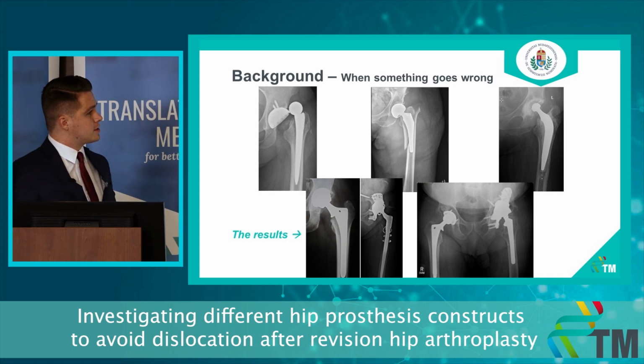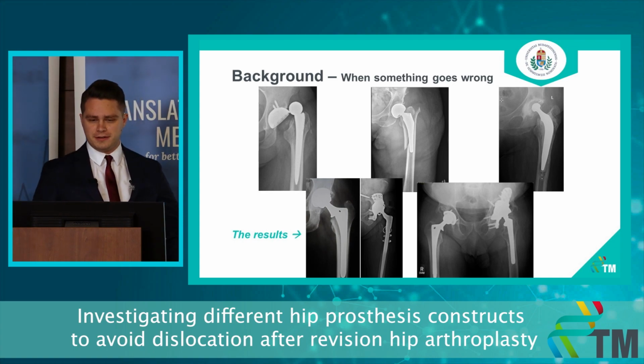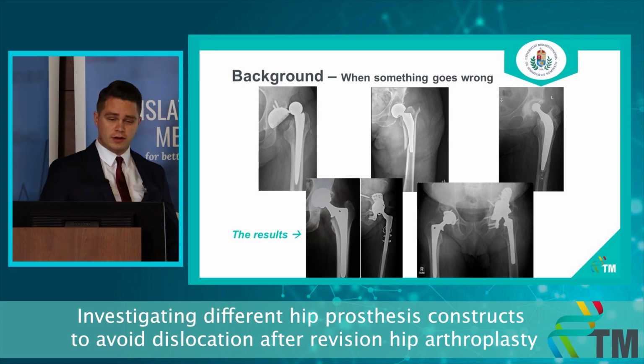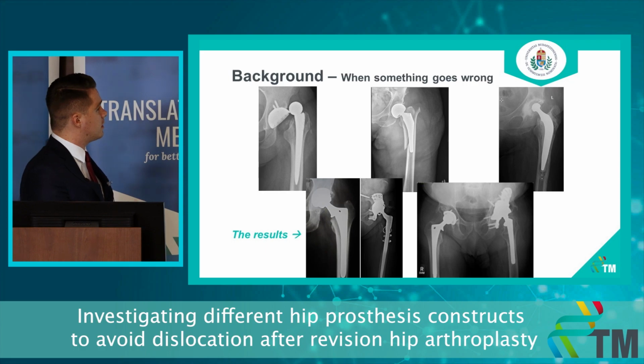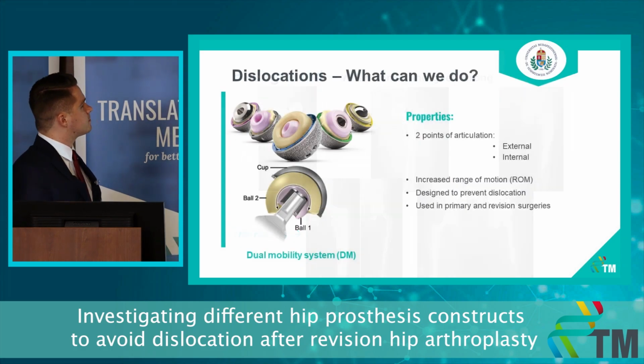Here on the X-rays you can see examples of situations where something went wrong after a hip replacement. From left to right, you can see a dislocation, a periprosthetic fracture, and an aseptic loosening. And on the bottom, on the X-rays, you can see the end results of different revision surgeries. Here you can see that these surgeries are radical and huge, so to say.